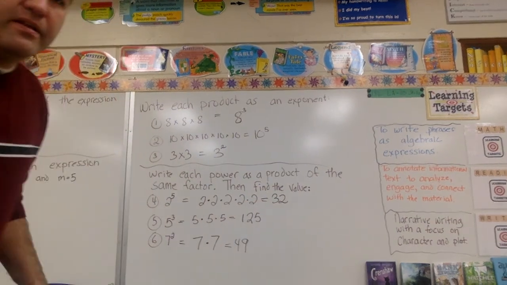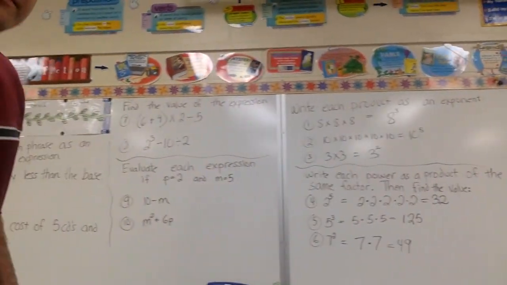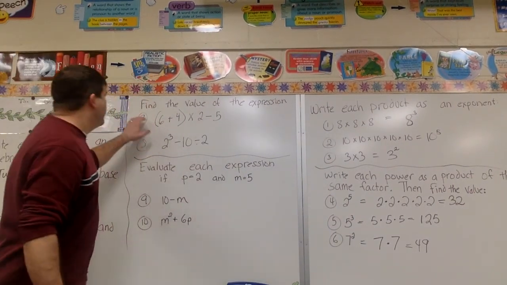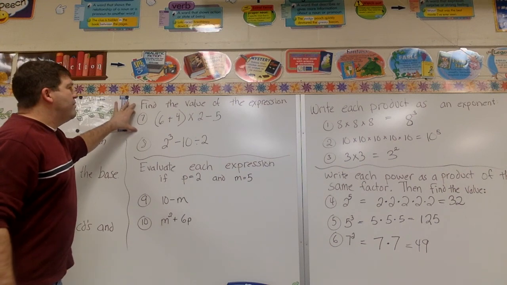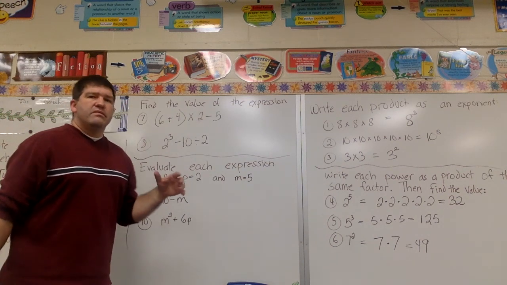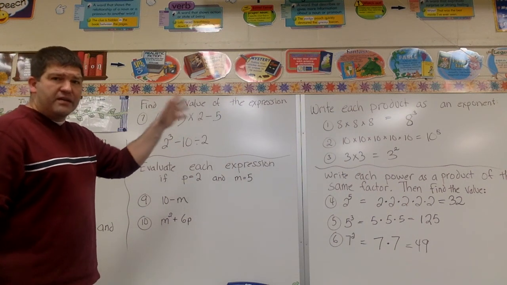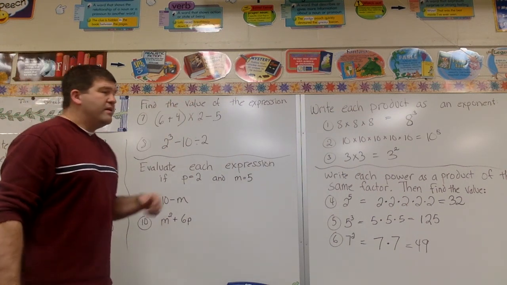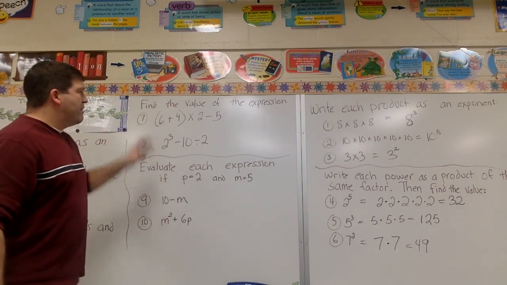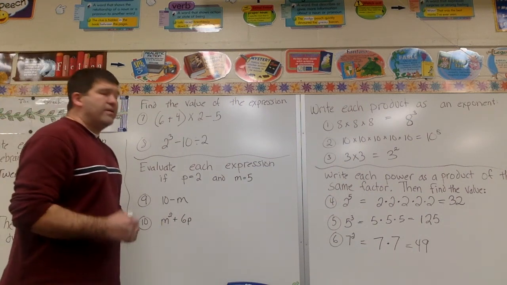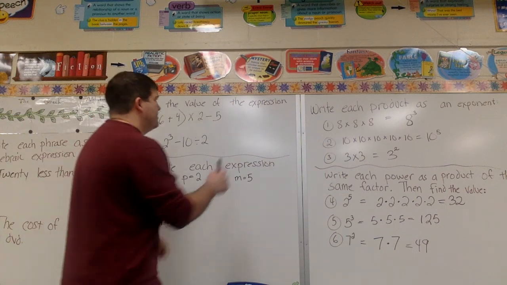All right, let's go over here. We'll go right here. Find the value of the expression. So these don't have any variables. These are numerical expressions because they don't have a variable. What I want you to do is look at these and solve them, get the value. The only thing I would say is remember your order of operation.